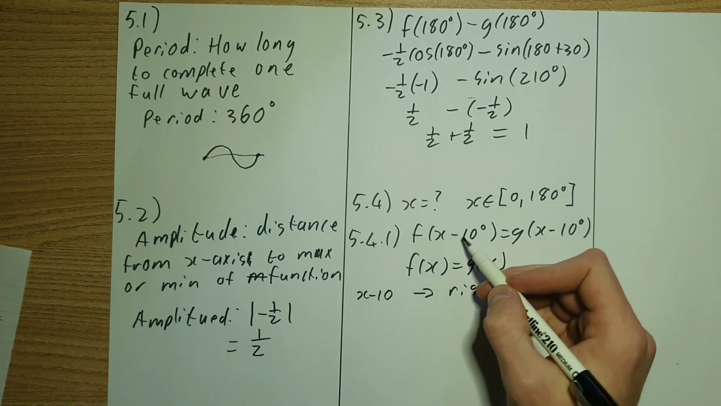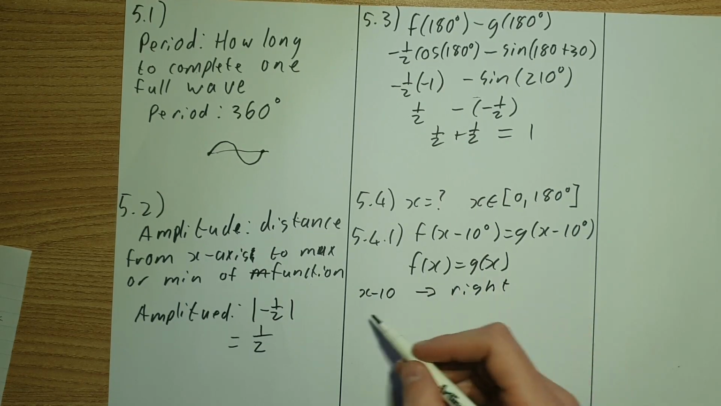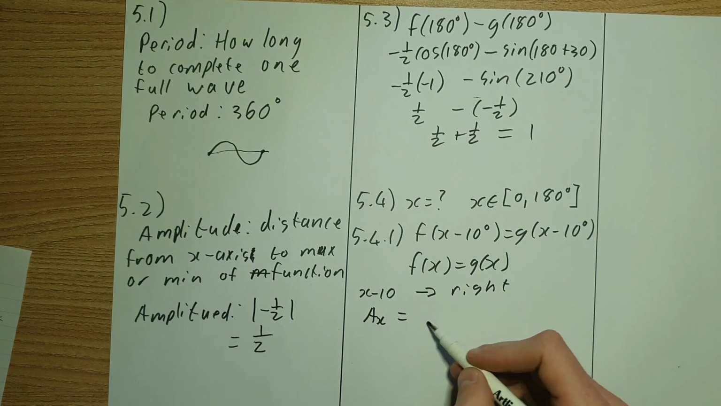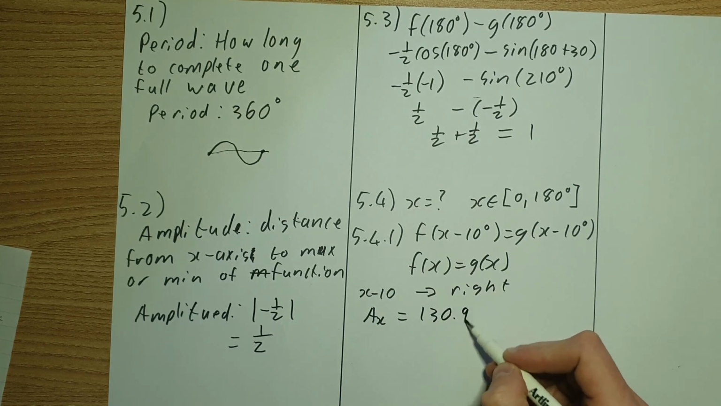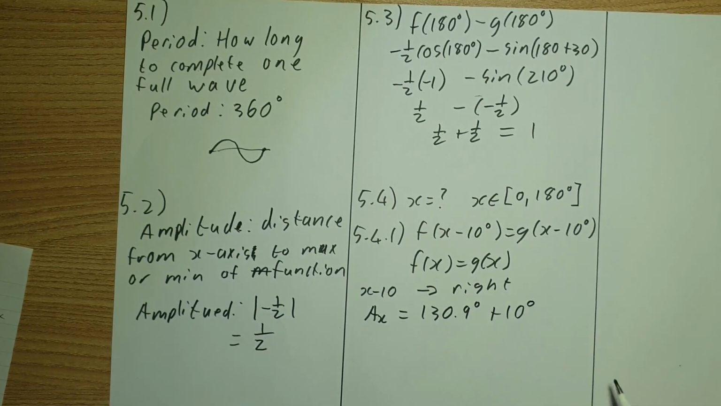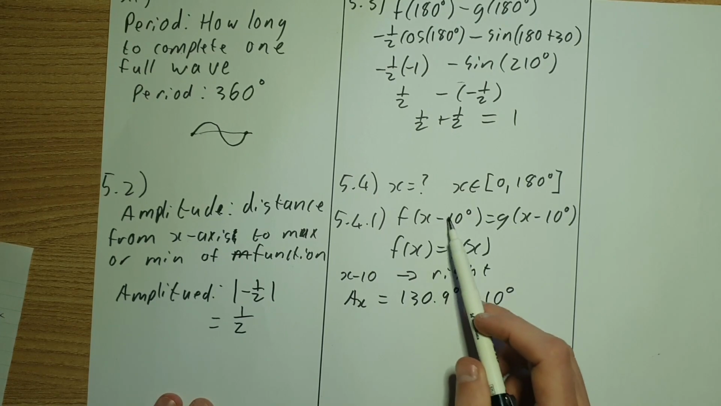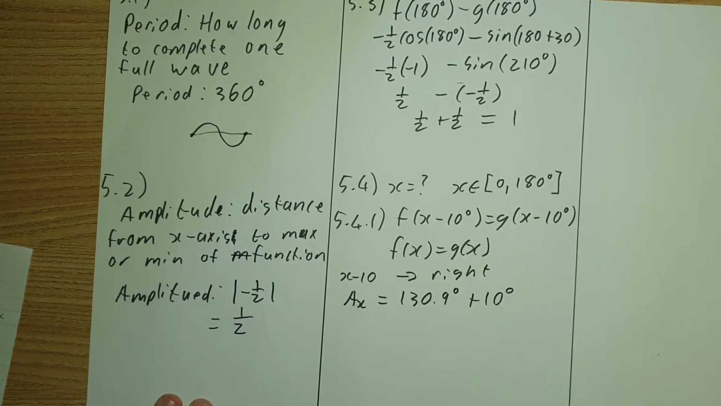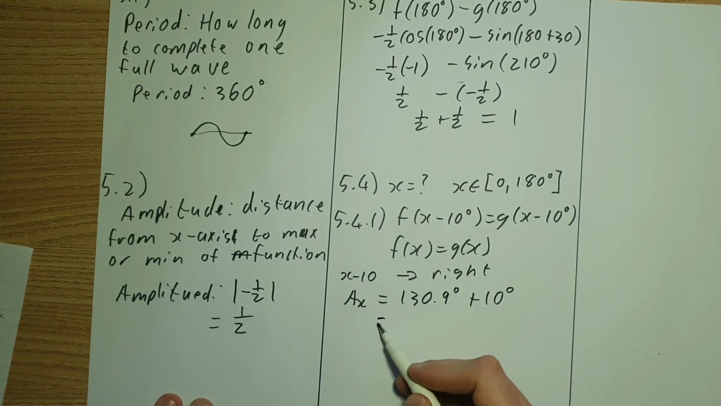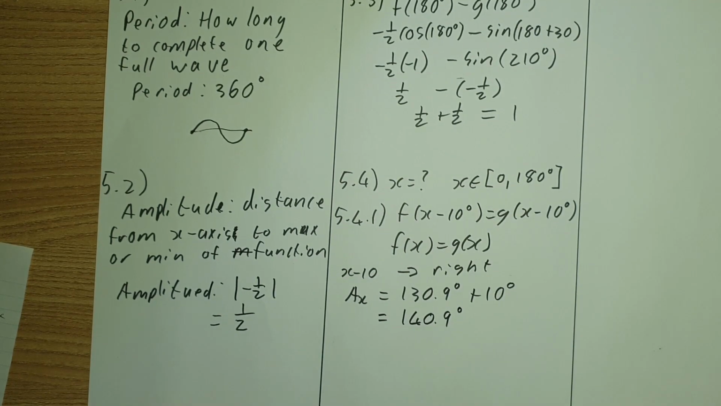So we are going to have the x value for A. So A's x value equals 130.9 degrees, and all we're going to do is add 10 degrees onto it. Okay, the thing is, you need to remember the negative means we're moving right, so we increase our degrees. Therefore, we have 140.9 degrees. Okay, and that's your x value.